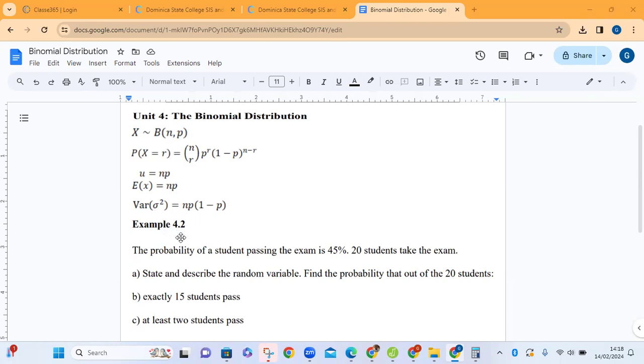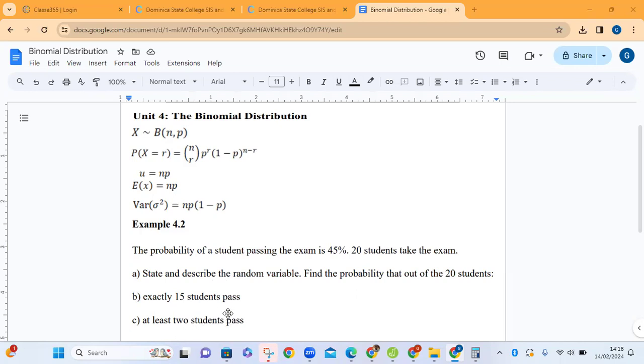So this example 4.2 is outlining that the probability of a student passing an exam is 45%. So the probability of succeeding is p equal 0.45. And 20 students take the exam, so n is equal to 20. So that's a classic case of binomial distribution. Part A says to state and describe the random variable, find the probability that out of the 20 students, exactly 15 pass and at least 2 students pass.